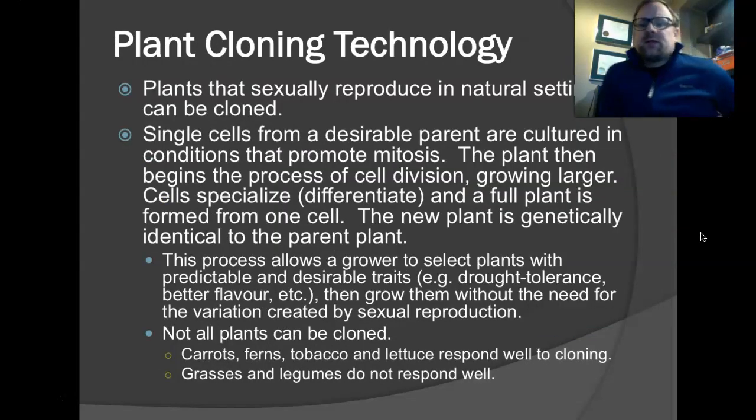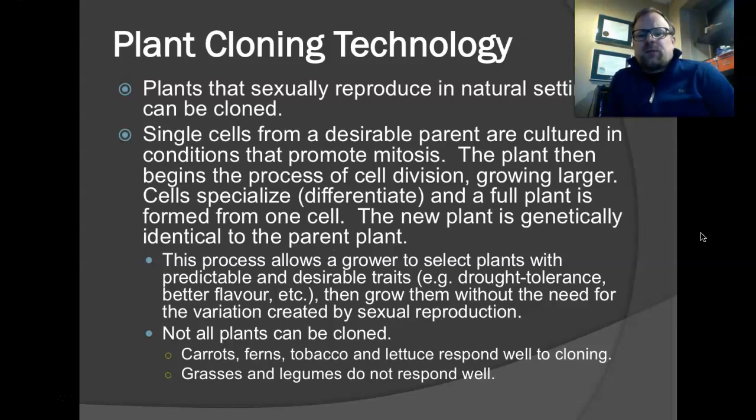We've been cloning things a lot. Plants are cloned quite frequently because we want to create individuals that are exactly the same because they've got some wonderful traits. Plants that sexually reproduce in natural settings can also be cloned as well.